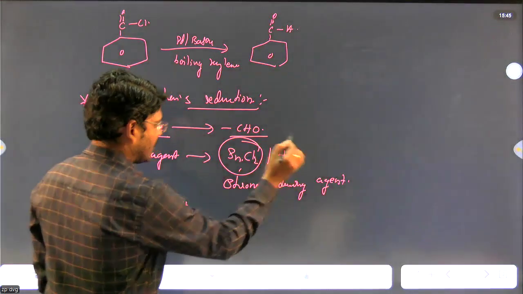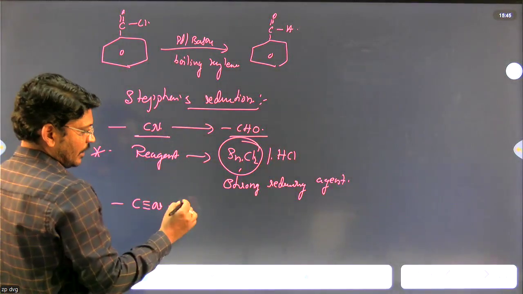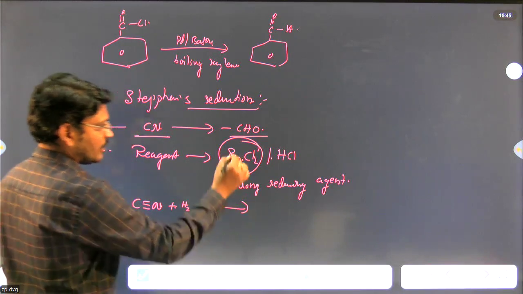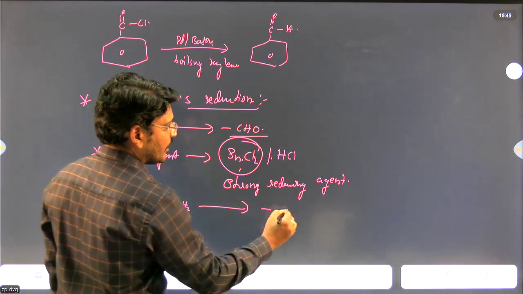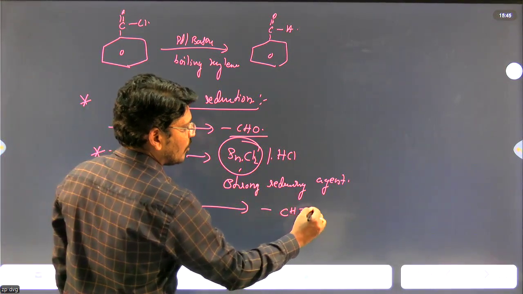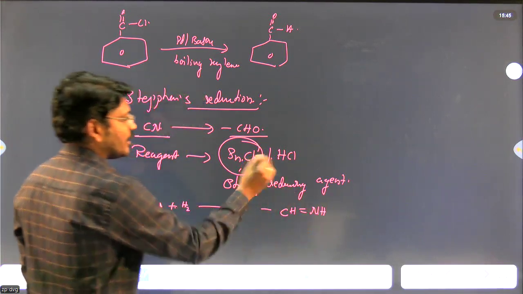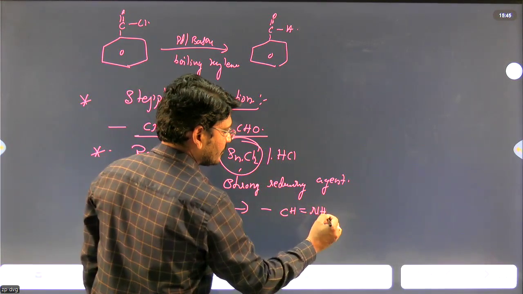Stannous chloride in the presence of HCl. So addition of hydrogen will take place in the presence of stannous chloride. We can get a CH double bond NH. So addition of HCl will take place.